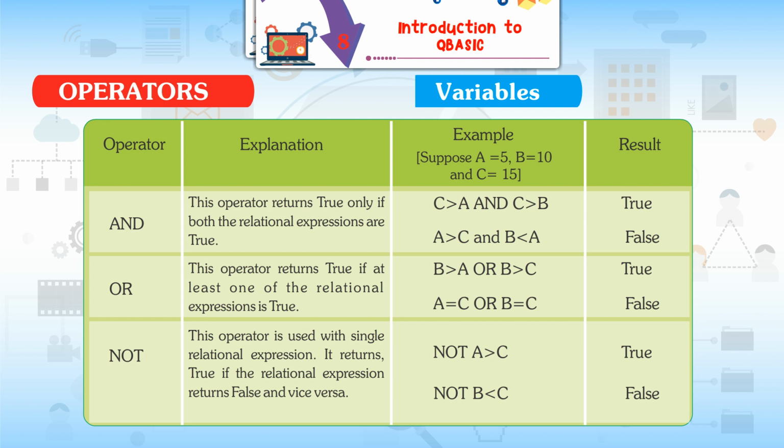NOT. This operator is used with a single relational expression. It returns true if the relational expression returns false and vice versa. NOT A greater than C, true. NOT B less than C, false.